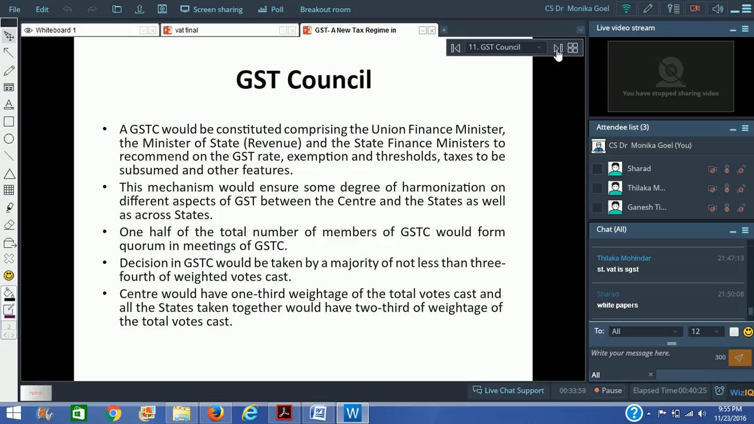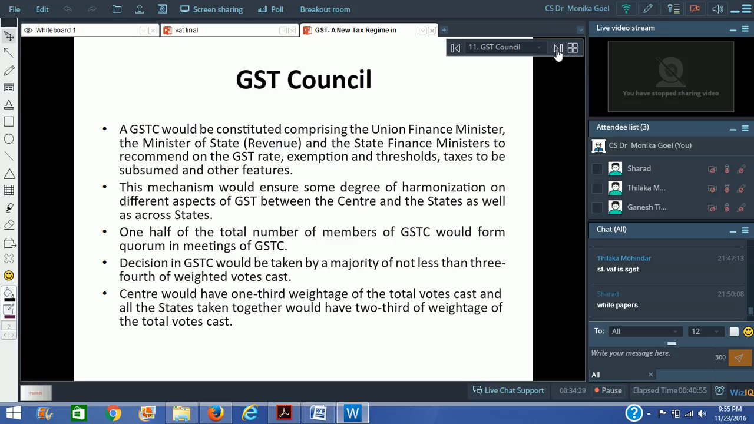As I said, there's going to be a GST Council. Now, what is this GST Council all about? Basically, once we have one particular law, one particular set of tax, which is going to be levied by both the central government and the state government, the administrative powers with respect to that tax can neither be given only to the state government nor only to the central government. So we need to have a council.